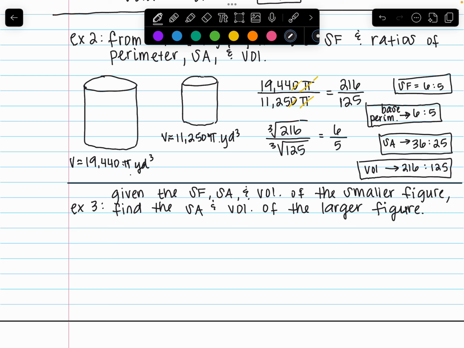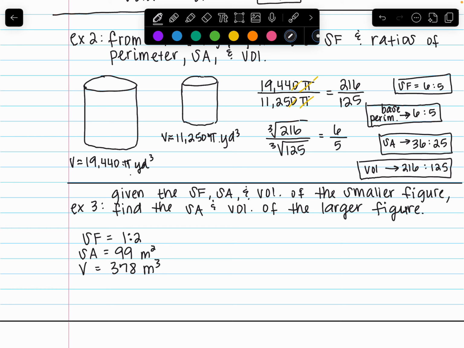Yuck, that pen was struggling. So given, this information that I'm writing over here is given. So the scale factor is 1 to 2. The surface area of the smaller shape is 99 square meters. The volume of the smaller shape, excuse me, is 378 cubic meters. So now we need to find the surface area and volume of the larger shape.